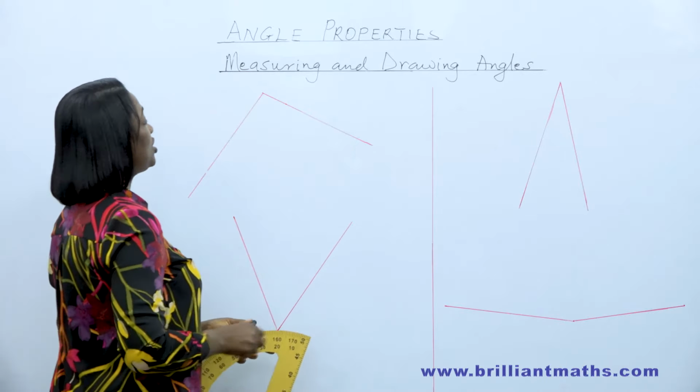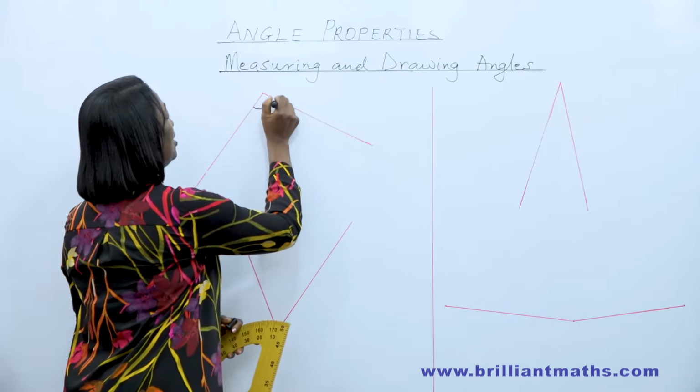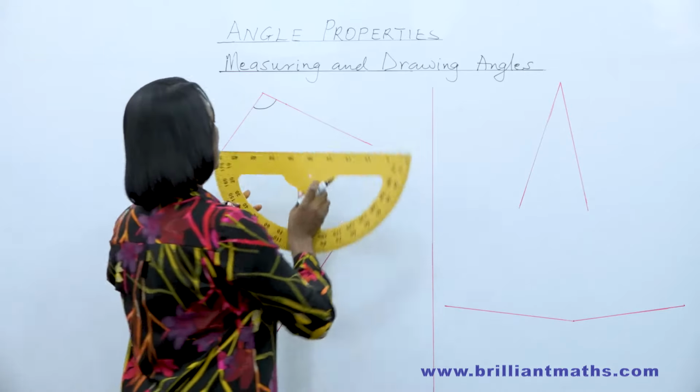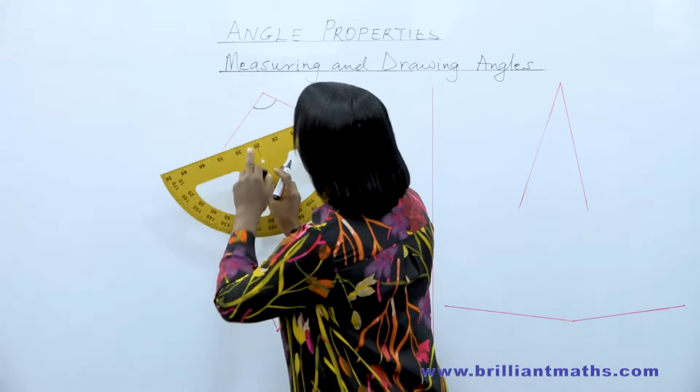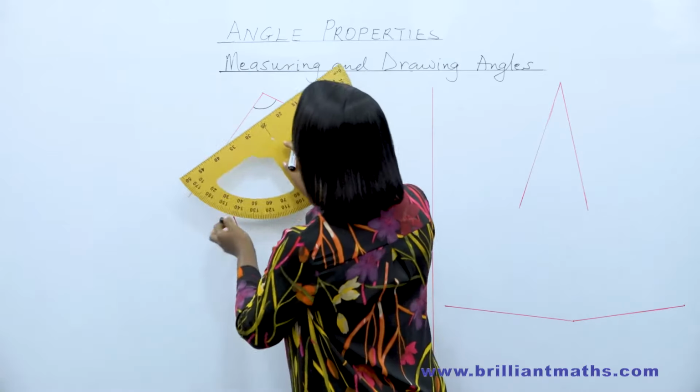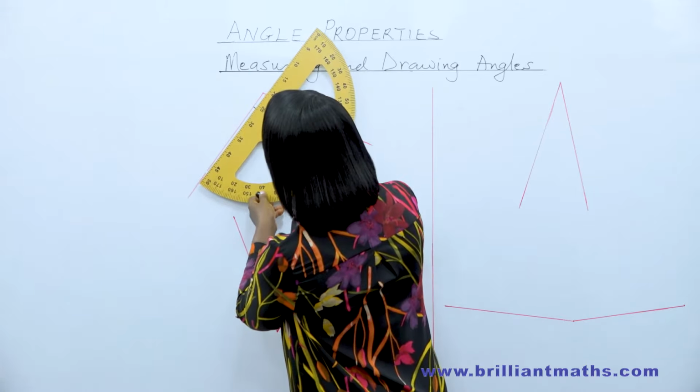We can also measure it from the other side. Let's see how that works. Again, the center of the protractor on the vertex. So we'll place it.